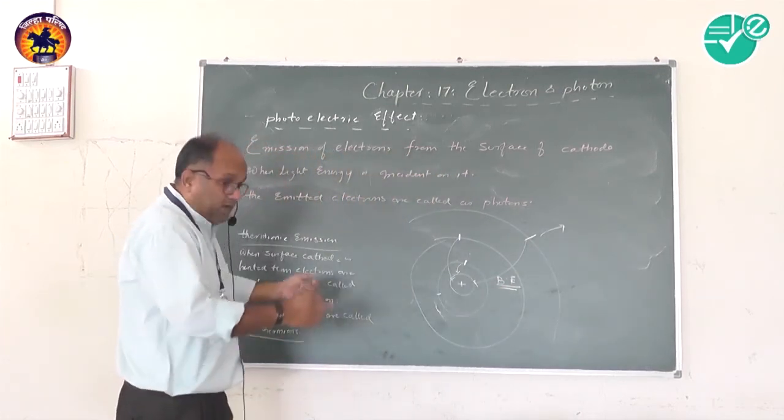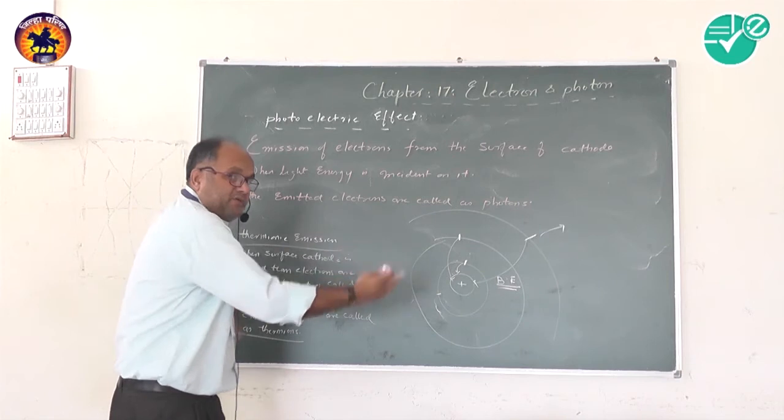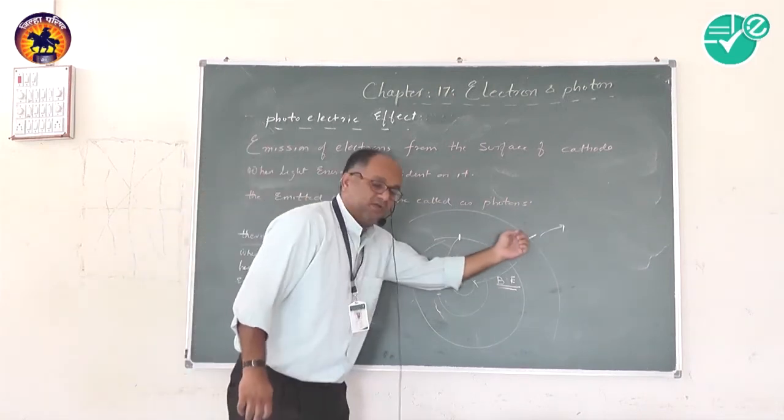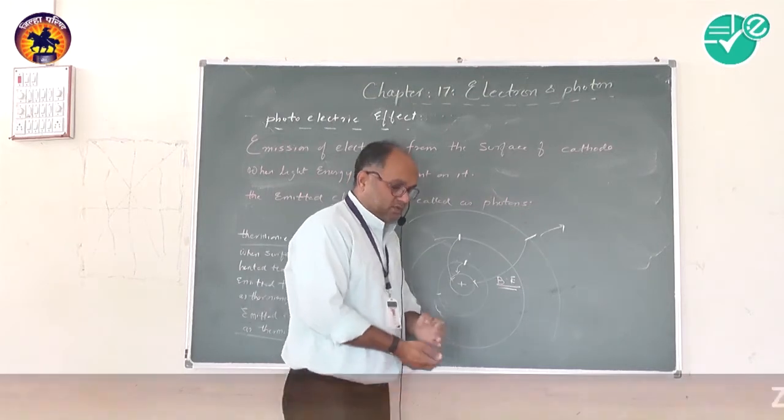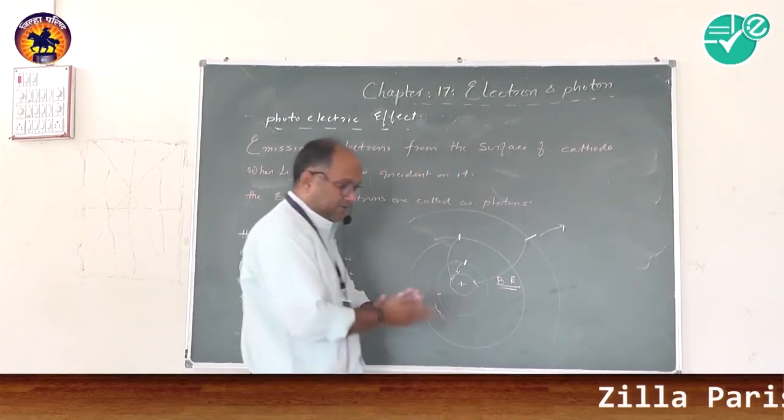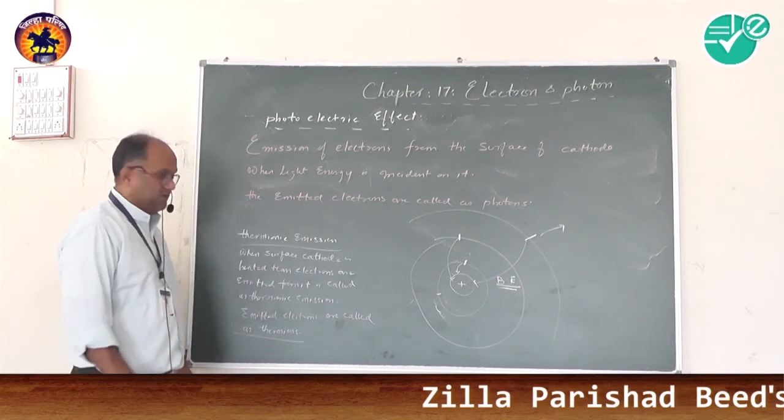So we have to give them energy in the opposite direction, because the electron is being attracted inside. Now write down the definitions.